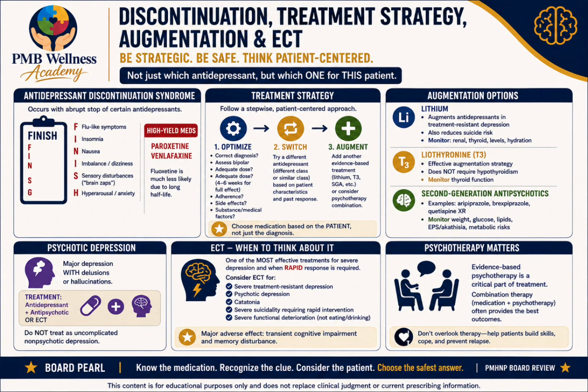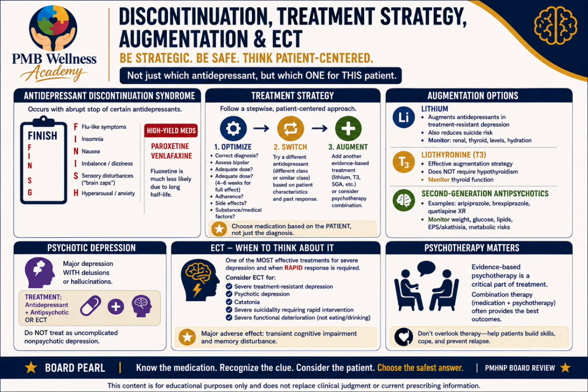ECT, or electroconvulsive therapy, is one of the most effective treatments available for severe depression and is particularly important when a rapid response is required. You want to remember ECT when you see severe treatment-resistant depression, psychotic depression, catatonia, severe suicidality requiring rapid intervention, or severe functional deterioration such as inadequate eating or drinking. If a board question emphasizes severe, urgent, rapid response needed, ECT should move high on your differential.